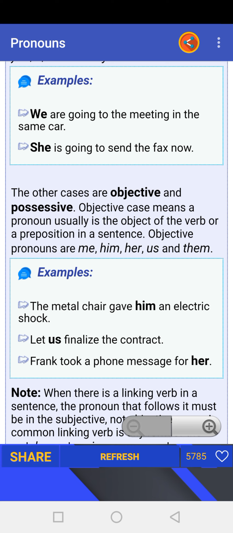The other cases are objective and possessive. Objective case means a pronoun usually is the object of the verb or preposition in a sentence. So the object pronoun is used as the object of a verb or a preposition. And objective pronouns are me, him, her, us, and them. Let's repeat again: me, him, her, us, and them.